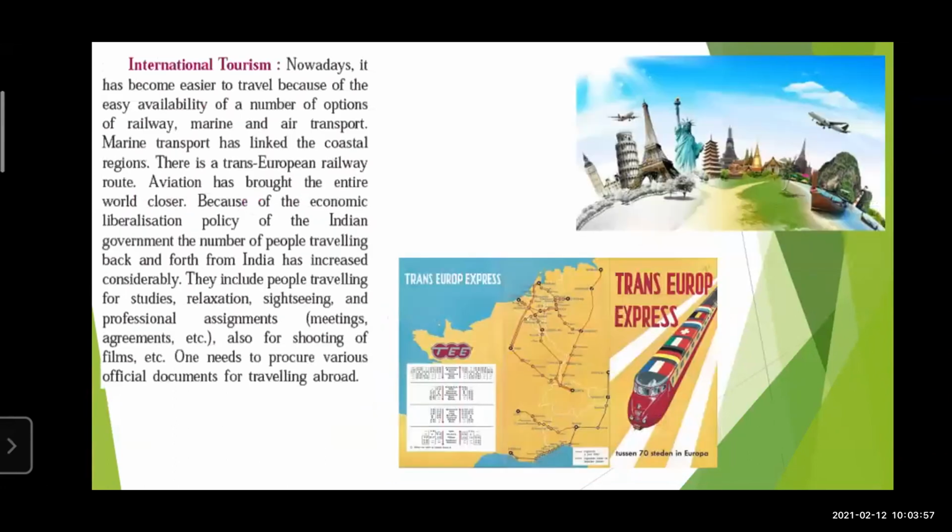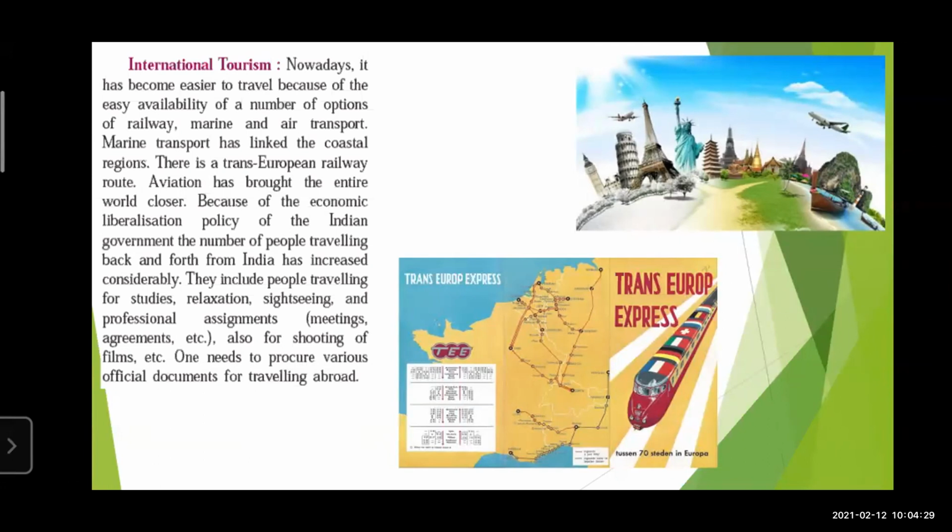Then next we have international tourism. Nowadays, it has become easier to travel because of easy availability of a number of options of railway, marine, and air transport. Now, international tourism, from the word international only, you will understand, means traveling to different countries of the world. Now it has become easy to travel. Why? Because there are a lot of options available in terms of transport.